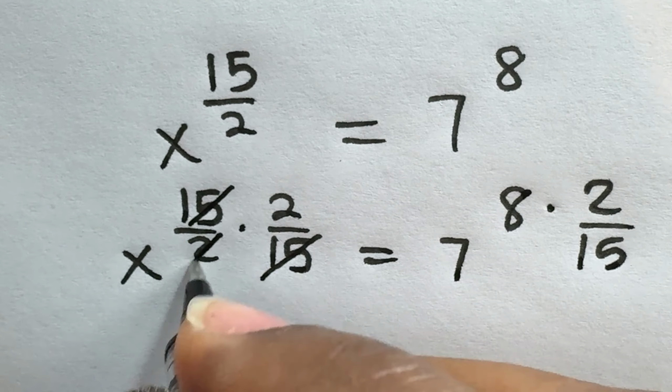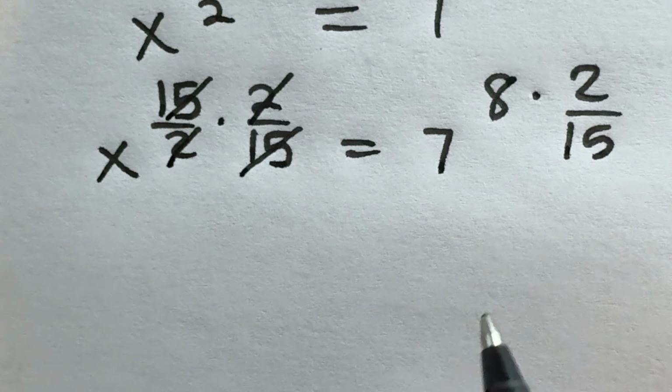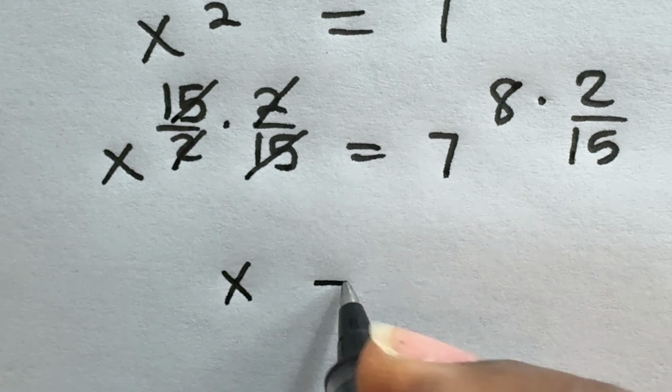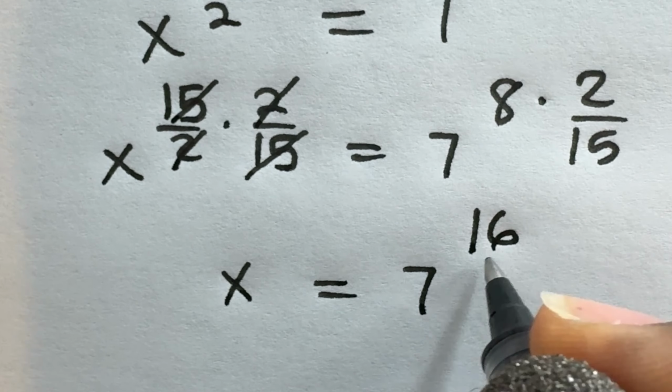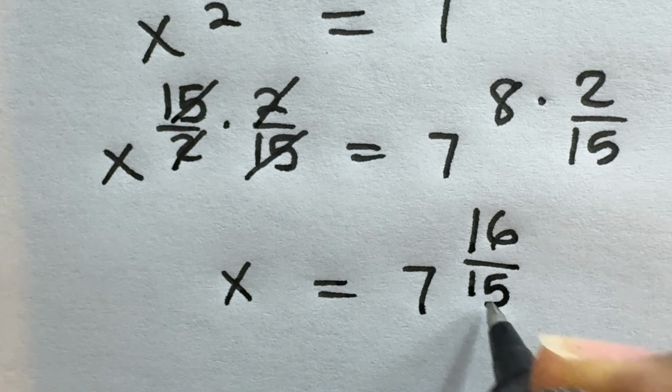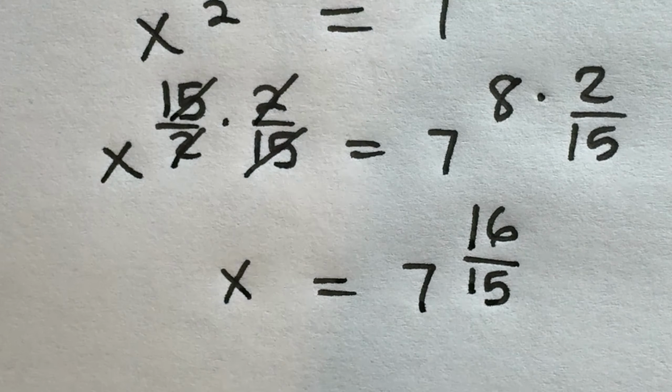All of this will cancel to give us 1, so we have x is equal to 7 raised to power 16 over 15. So this is the final value for x.